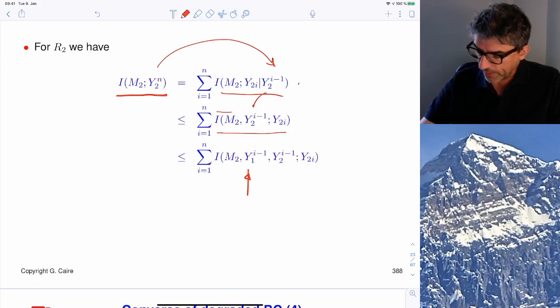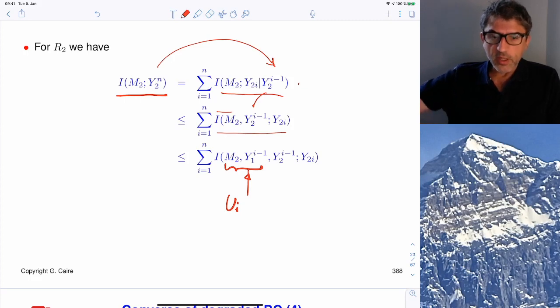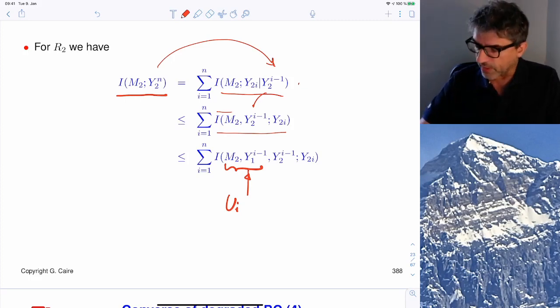Why do we want to add it here? Because now we have U_i. This is artificially done. We can do it, as I say, as long as we put terms inside the mutual information on both sides of the semicolon, since we can only increase the mutual information. And since we are looking for upper bounds, we can do that.